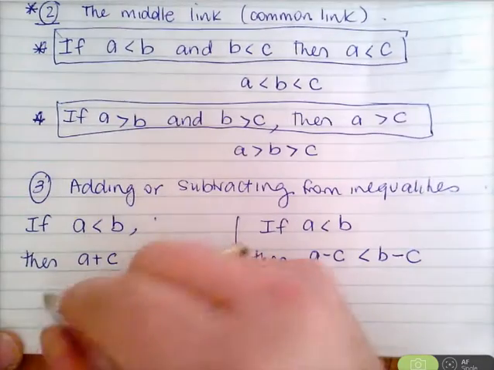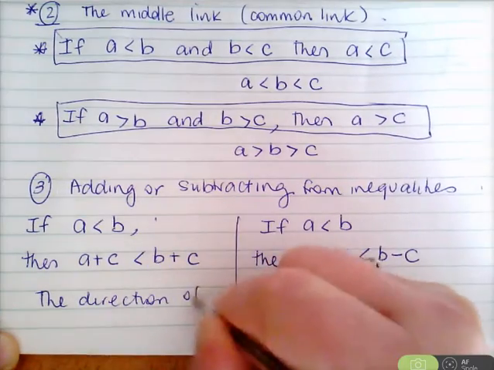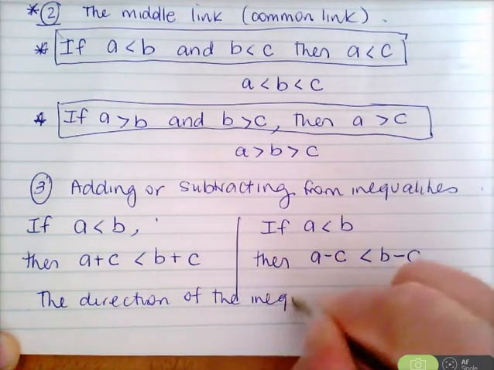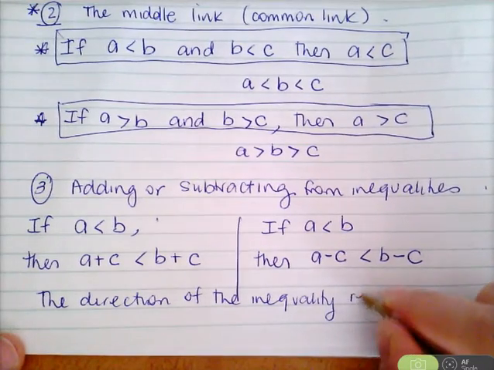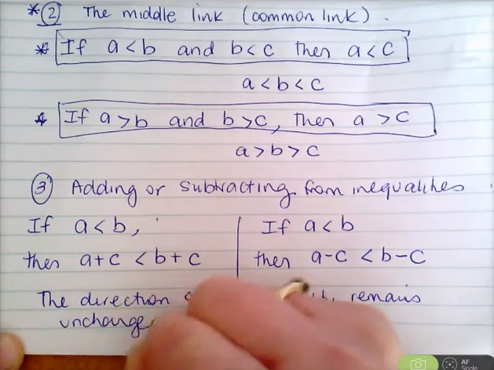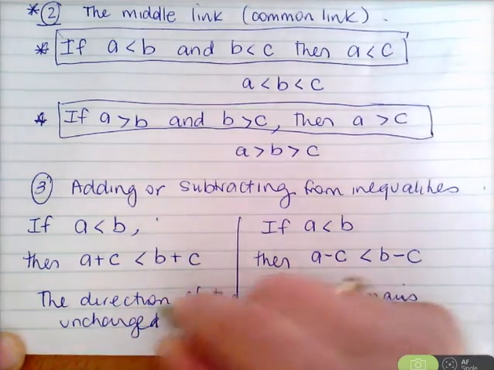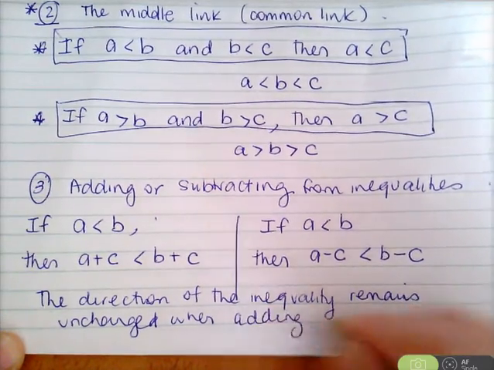So in conclusion, we can say that the direction of the inequality remains unchanged when adding or subtracting from both sides. So the direction of the inequality remains unchanged, or remains the same, I suppose, when adding or subtracting from both sides.